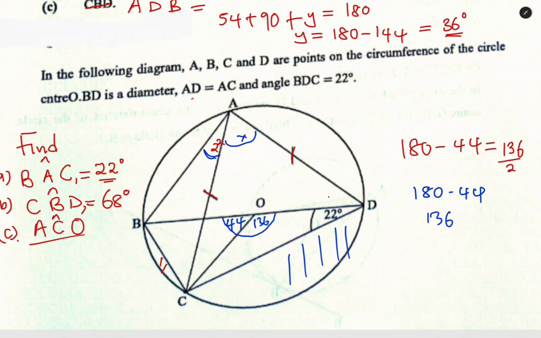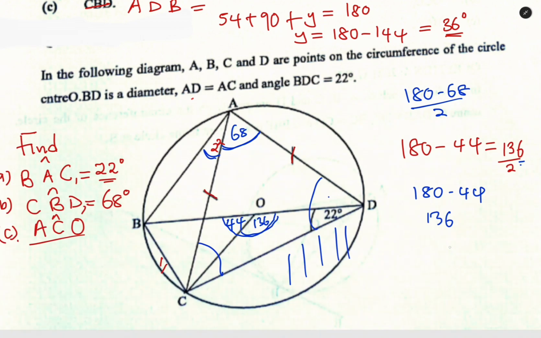Now, this angle is twice the angle on the circumference. They are originating from the same segment. So this angle here is twice this one. So to find this one, we are going to divide this one by 2. And that should be able to give us 68. That is what we had found here. So this is 68. Now, if this is 68, we are going to say 180 minus 68, then divide by 2, so that we can find these two angles.